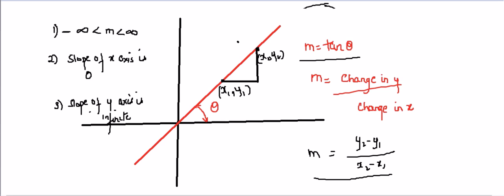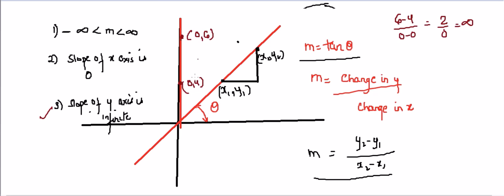Slope of the y-axis: if I take any two different points, say the first point is 0, 6 and the second is 0, 4, then change in y is 6 minus 4 and change in x is 0 minus 0, which is 0. Any number divided by 0 gives infinity. That's why the slope of the y-axis is infinity.